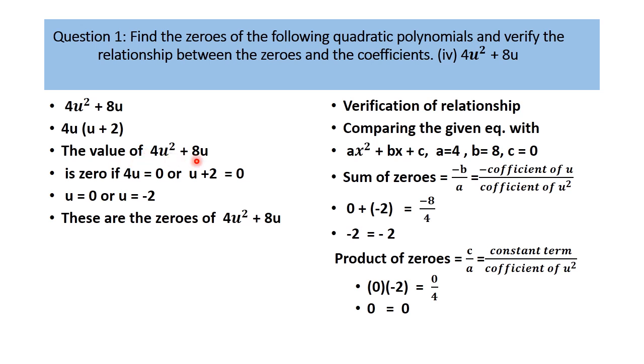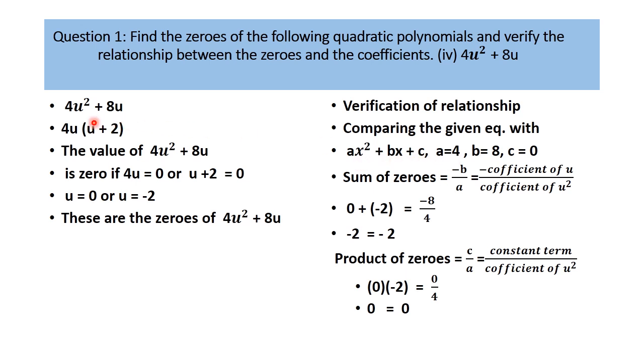The value of this 4u square plus 8u is 0 if the first factor is 0 or the second factor is 0. 4u equal to 0, so we will get u is equal to 0 upon 4, or u is 0. From here, u plus 2 equal to 0, so u is minus 2. So these are the zeros of the given polynomial. Now verification. Now we will compare it with the standard equation, that is ax square plus bx plus c.